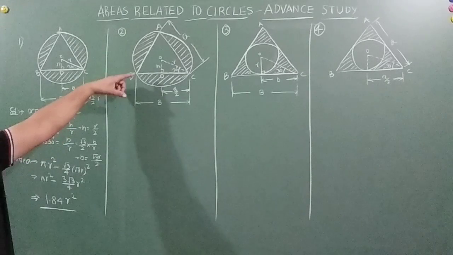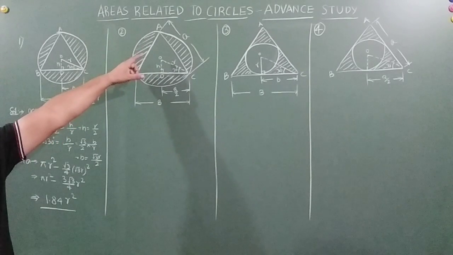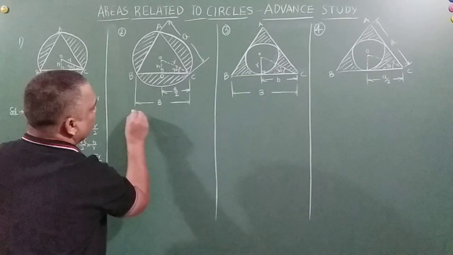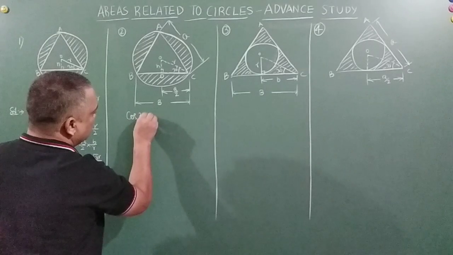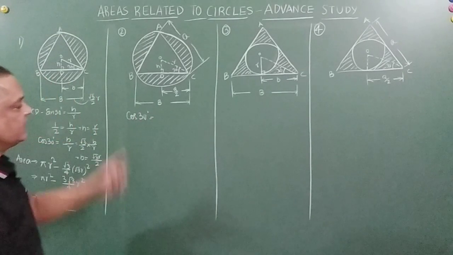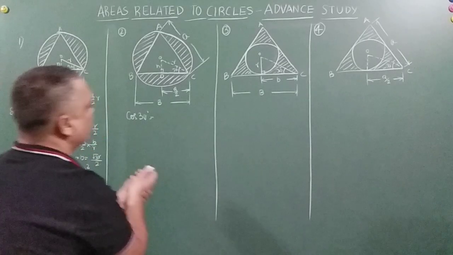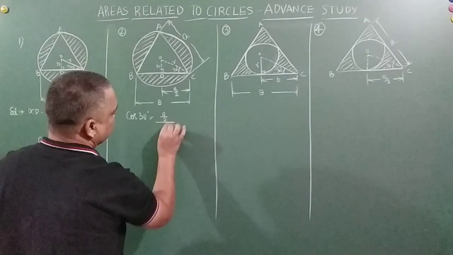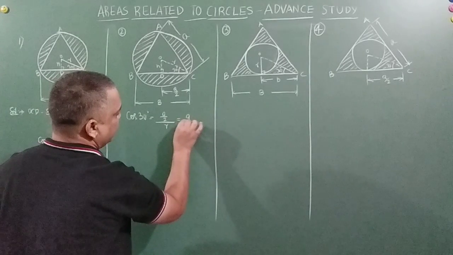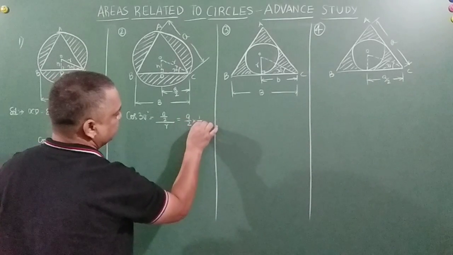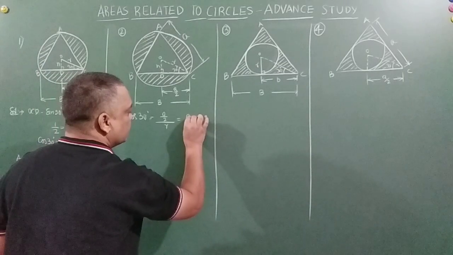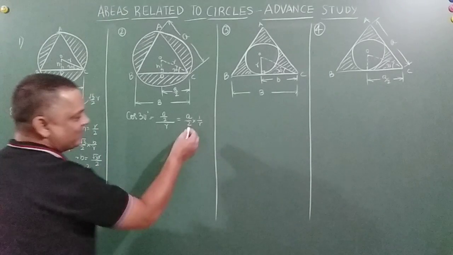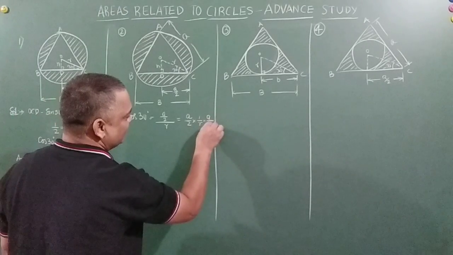So friends, in this case also, if you just look at it very carefully, if we take cos 30 degrees, so cos 30 will be how much, friends? Base by hypotenuse. So what is the base? Base is nothing but a by 2 divided by hypotenuse, which is nothing but r, which can also be written as a by 2 into 1 by r. Let me write a as a only. So this is divided by r, so multiplication by 1 by r, so a by 2r.